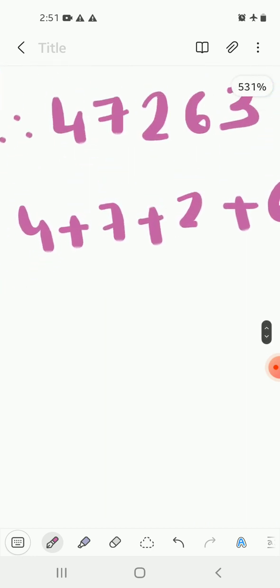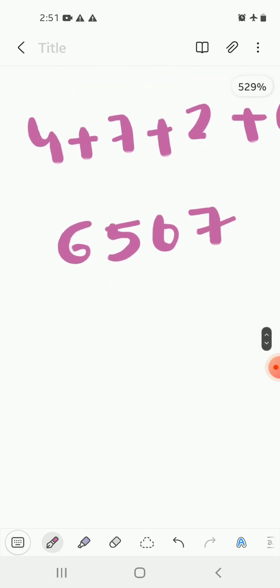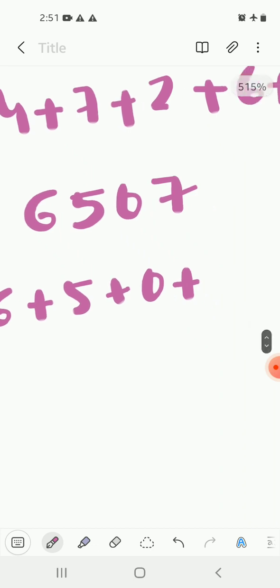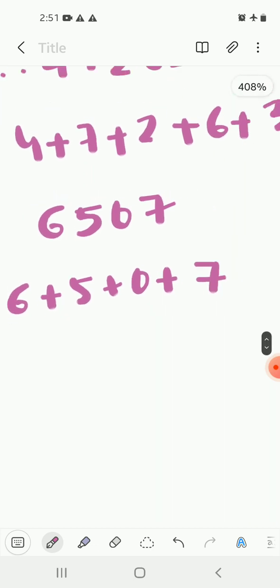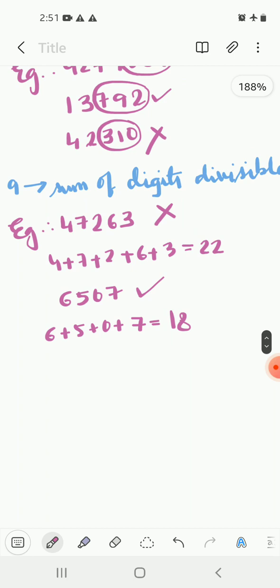We will take another example. 6507. Let's add all the numbers. 6 plus 5 plus 0 plus 7. See, 6 plus 5 is 11, plus 7 is 18. So 9 into 2 is 18. So this number is divisible by 9.